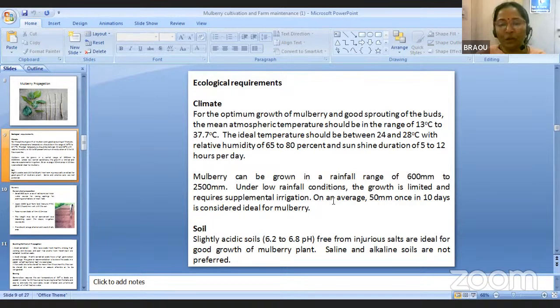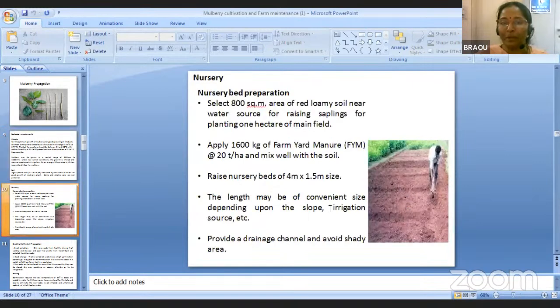mulberry. What should the soil be like for the nutrition that it has to absorb? Slightly acidic soil is what the mulberry prefers because they don't like alkaline. So a range of 6.2 to 6.8 pH is ideal soil for the mulberry plants to grow. The soil should not have any injurious salts present, and as I said, saline or alkaline soil is not preferred by mulberry.